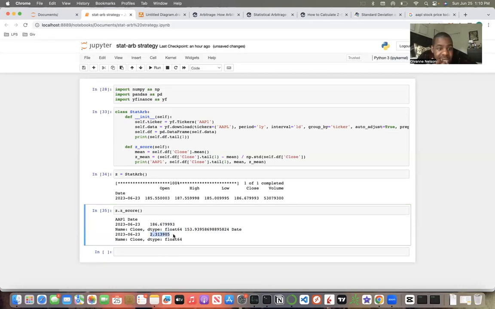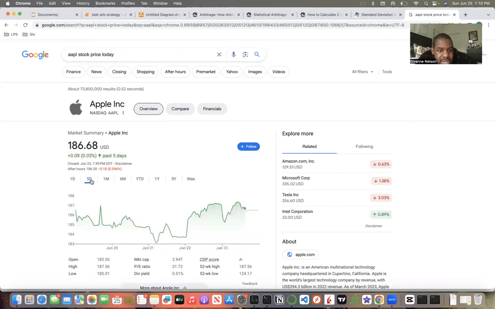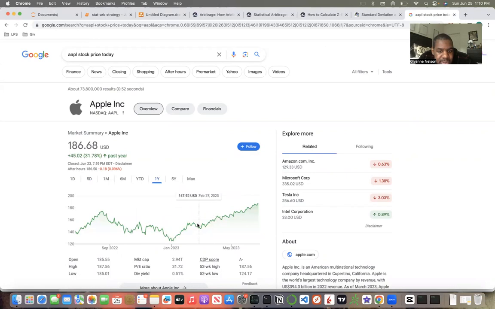So that's one way to look at it. That means Apple's a little bit high. As you can see, it actually did go up a lot. So let's look at 1 year. Yeah, you see it's been shooting up a lot. It was around the average around March. So definitely look for Apple possibly falling within the next couple of weeks. All right.